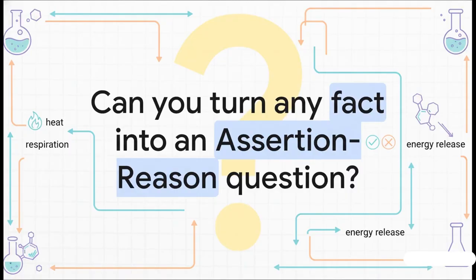I want to leave you with one final thought. Here's the real secret to mastering these things. Start making your own. Seriously. Take any statement from your textbook, like respiration is an exothermic process. Make that your assertion. Then try to write a correct reason for it. Then try to write a reason that's true but doesn't explain it. The moment you start thinking like the person who writes the test, you'll find these questions aren't so scary after all. You've got this.